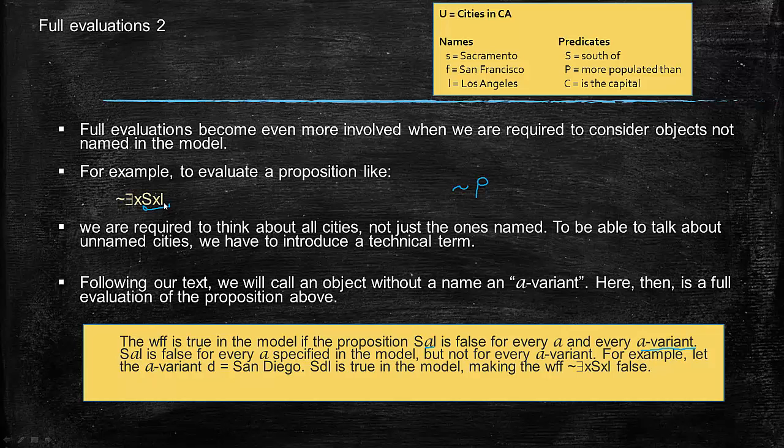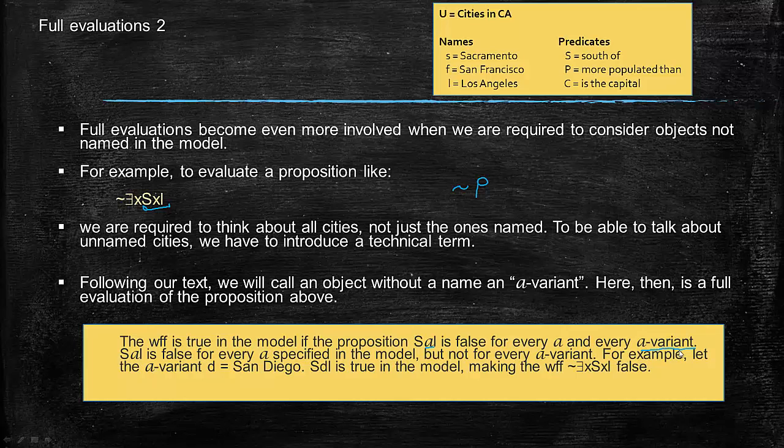After all, if you look at the model, we have three names: Sacramento, San Francisco, and Los Angeles. And if we say Sacramento is to the south of Los Angeles, we get a false statement. If we say San Francisco is to the south of Los Angeles, we get a false statement. If we say Los Angeles is to the south of Los Angeles, we get a false statement. So for any A that we can stick in there, SAL is false. So it's not the case that all of those turns out to be true. Okay, so far it's true.